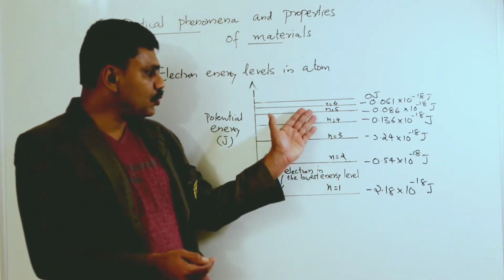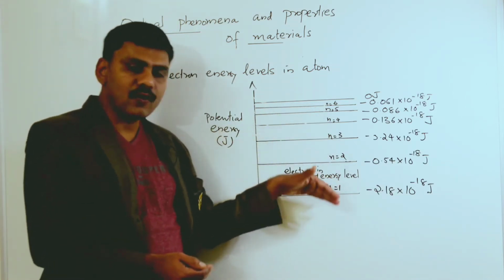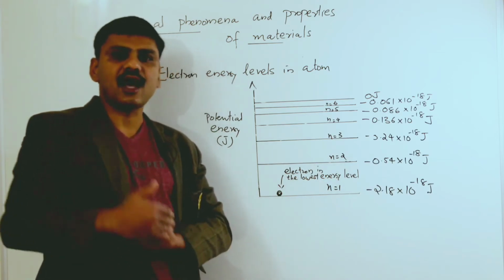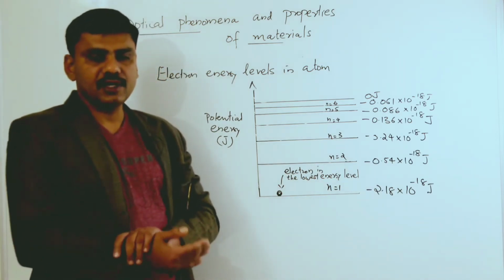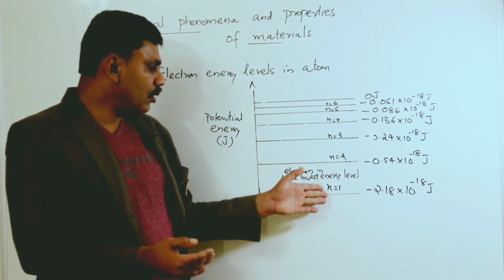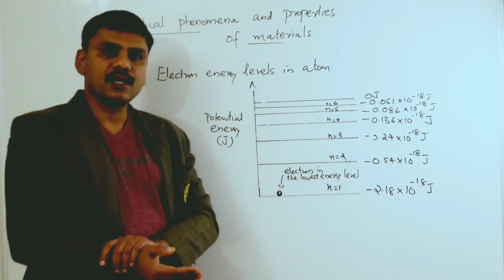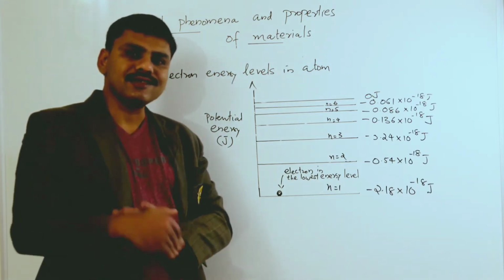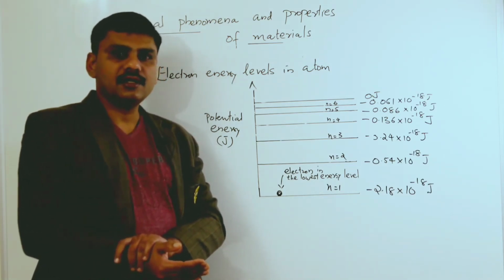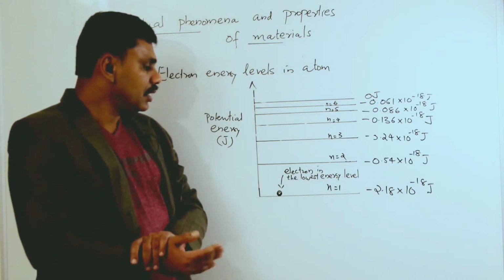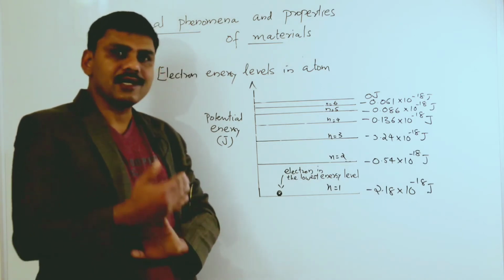When the electron moves from the higher energy level to the lower energy level, the amount of energy that was absorbed when it moved from the lower energy level to the higher energy level is released by the electron. That amount of energy you can see as radiation.